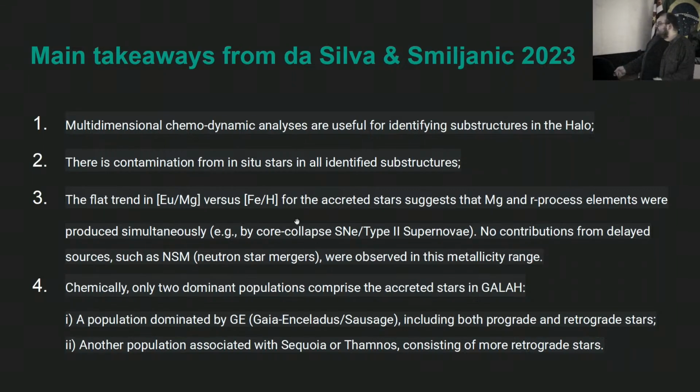And chemically, there are only two dominant populations that comprise the accreted stars in Gaia. One is this population dominated by Gaia-Enceladus-Sausage, and another one that can be associated with Sequoia or Thamnos, that are other accreted galaxies in the history of our galaxy, but they are really smaller than Gaia-Enceladus.